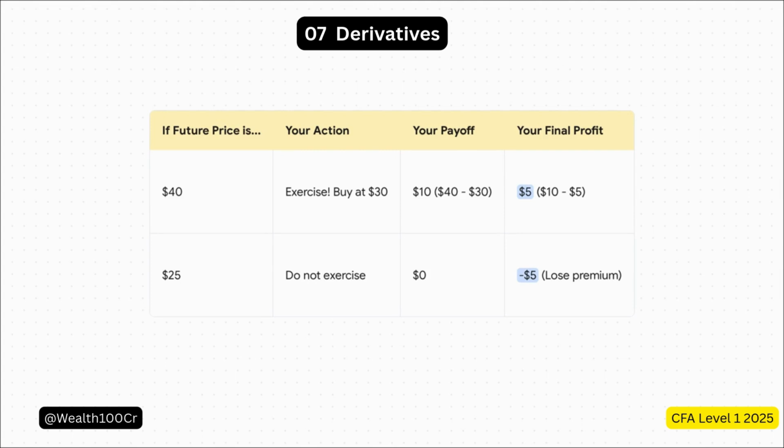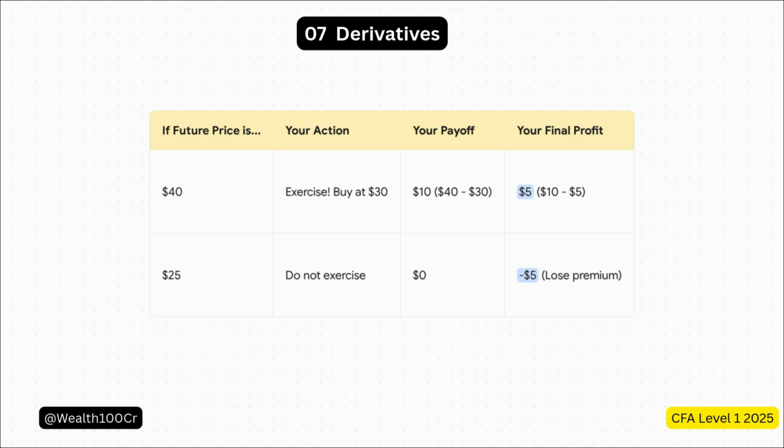Now, what if the stock price in the market goes up to $40? Will you use your right? Of course you will. You can buy at $30, even though the market price is $40. That's a $10 gain, isn't it? Now, you paid $5 for the option, so your final profit is 10 minus 5, which is $5.